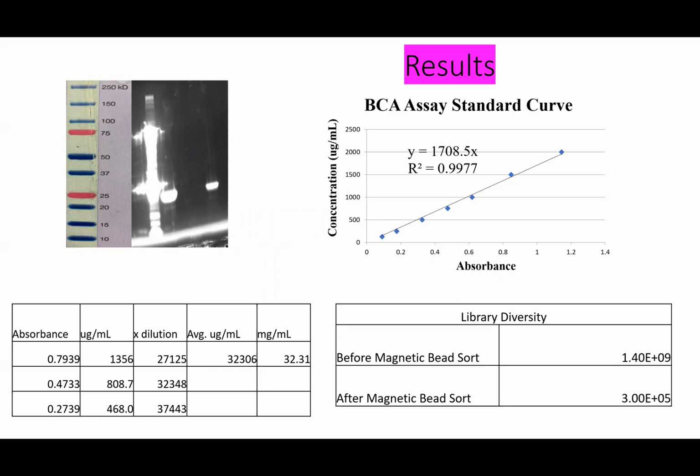The graph labeled BCA standard curve, and the table under the picture of the gel, is what helped us determine the concentration of this purified protein. You can see it was 32.3 mg per mL, and this is extremely exciting because this protein can be used for a long time. And finally, the table at the bottom right is our library diversity before and after the magnetic bead sorting. You can see it went from 1.4 times 10 to the 9th to 3 times 10 to the 5th, which shows that the bead sorting process worked properly.